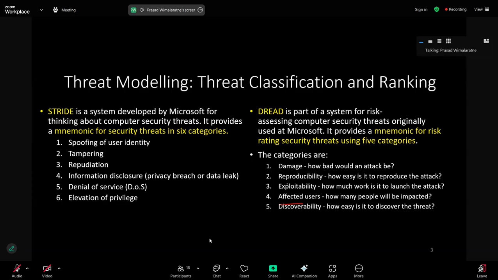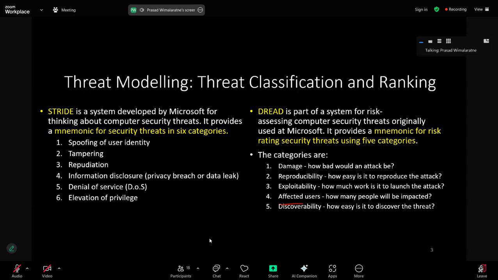You can assign a scale there. And discoverability: okay, there is a vulnerability. How easy is it to discover? Is it straightforward or obvious? So it's not that straightforward. A skilled person will only be able to spot that. So again, we can put a scale.